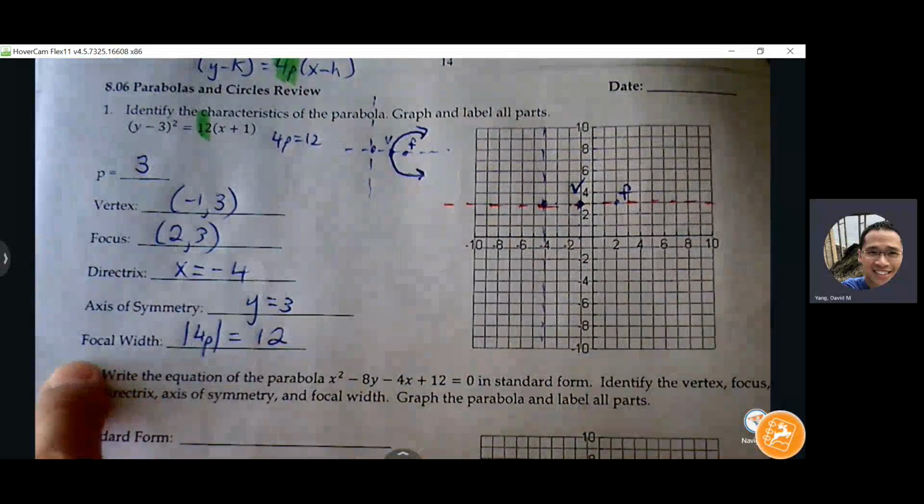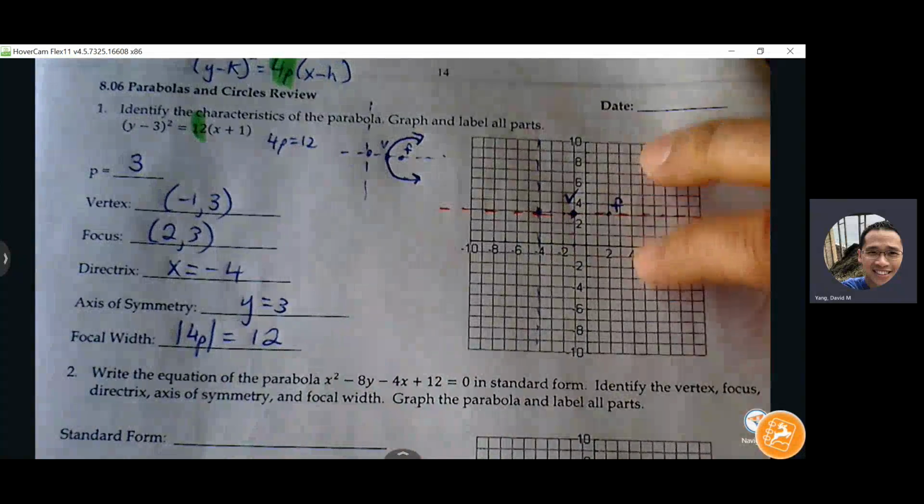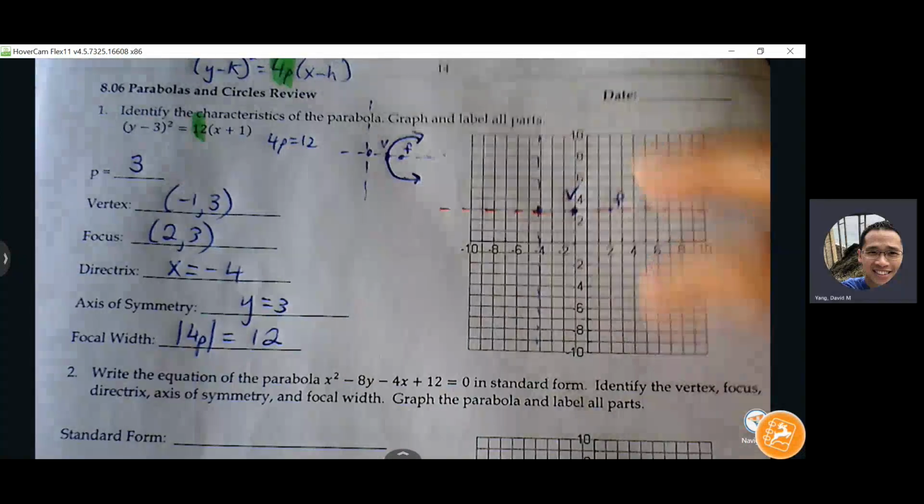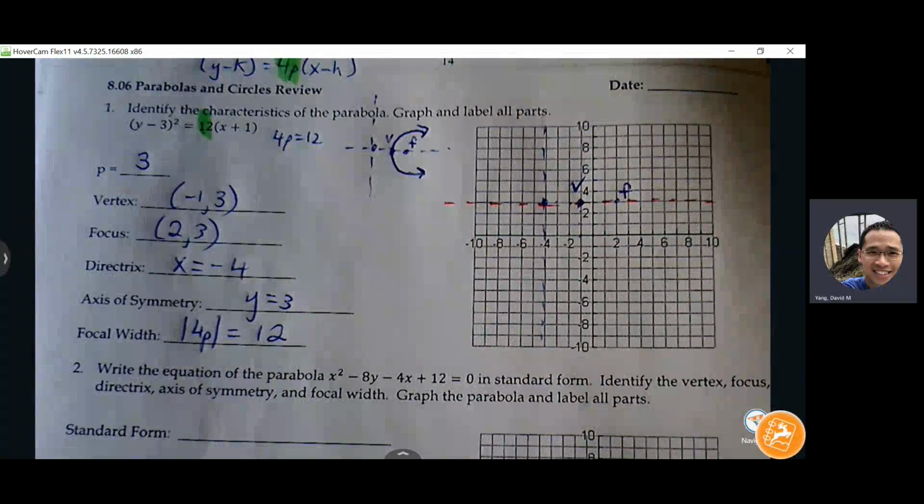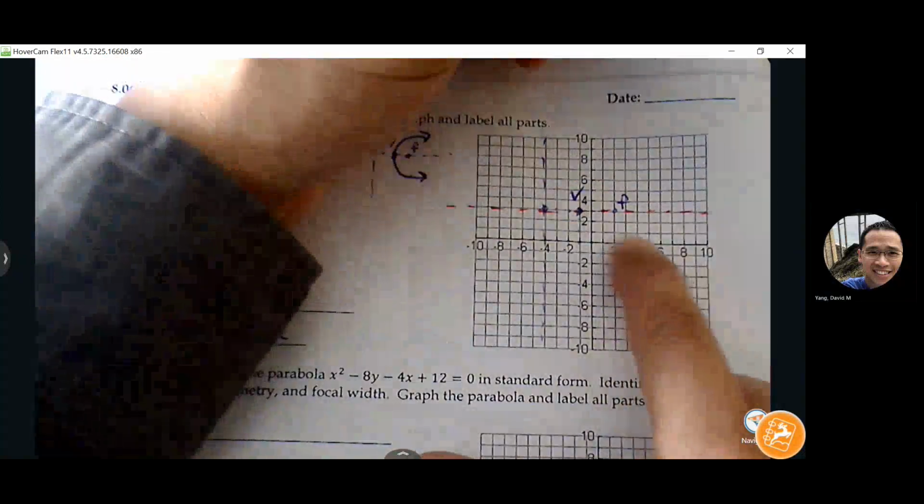Focal width. Look at that word focal. That reminds you of focus. So you know you're going to go from the focus. You're going to go up and down 6 units because you want from end to end to be 12. So we don't want to go up 12 and down 12. That's too long. Okay, so up 6, down 6.